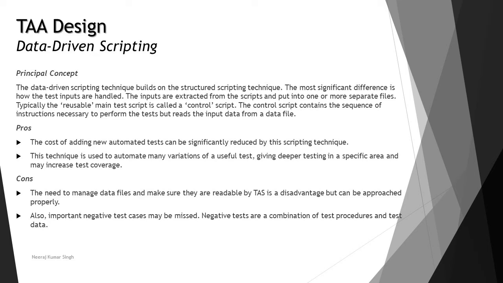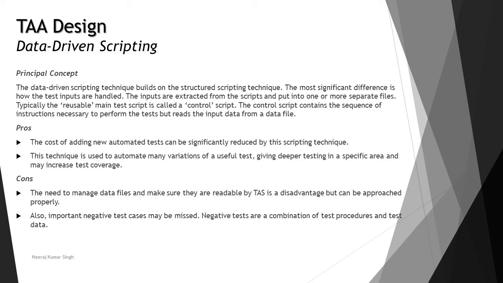The control script would be created after you look at the application and understand the objects, whereas the parent script would remain the same in terms of importing the data, exporting the data, or running the program, and so on. On the pros side, the cost of adding new automated tests can be significantly reduced because you create it once and use it for all. This technique is also used to automate many variations of useful tests, giving deeper testing in a specific area and possibly increasing test coverage. On the other side, the disadvantages include the need to manage data files and make sure they are readable by the tests, but this can be approached properly.